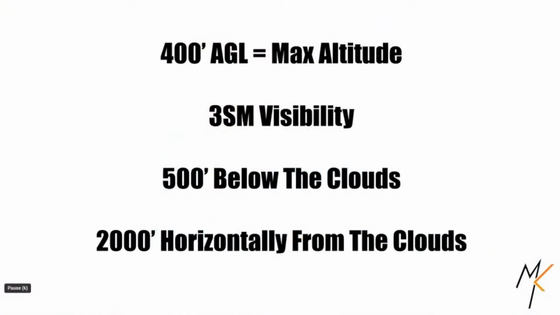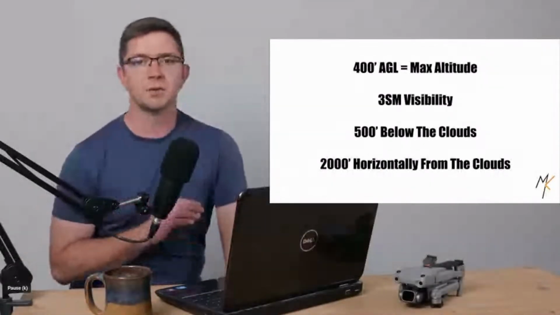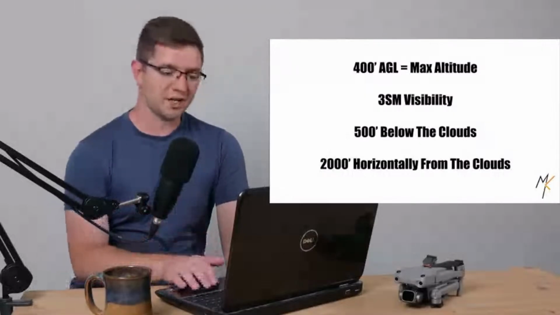So 400 feet is our maximum altitude, 3 statute miles visibility in order to fly, 500 feet below the clouds, and 2,000 feet horizontally from the clouds. If you need to memorize these a little bit more, you can go back and review this part of the video as much as you need. So anytime you need to, just take a peek at it.